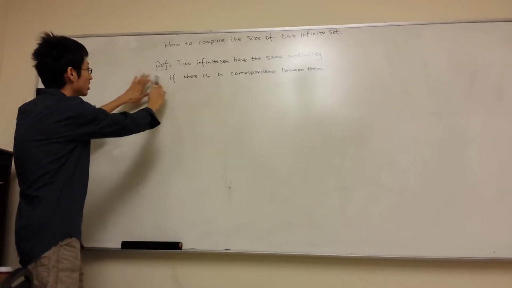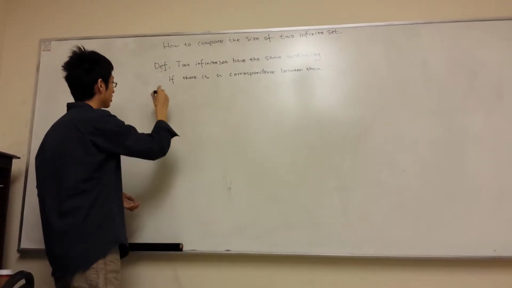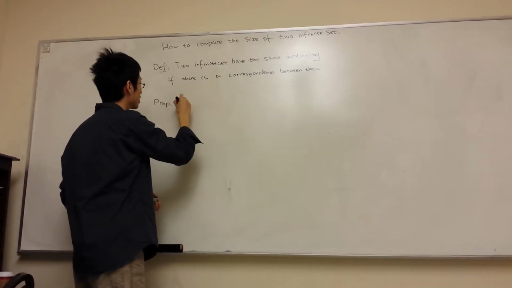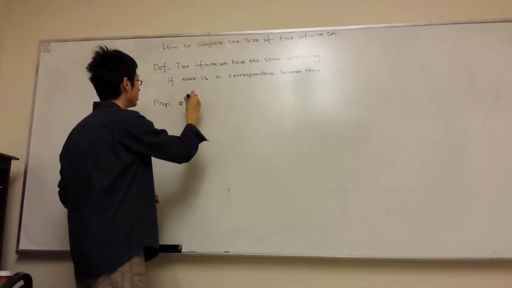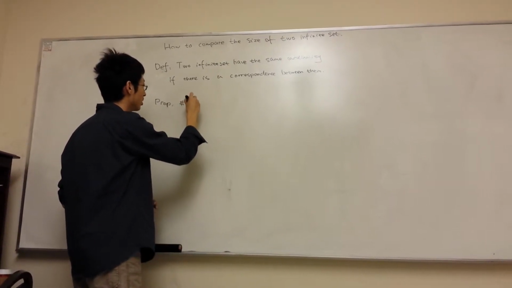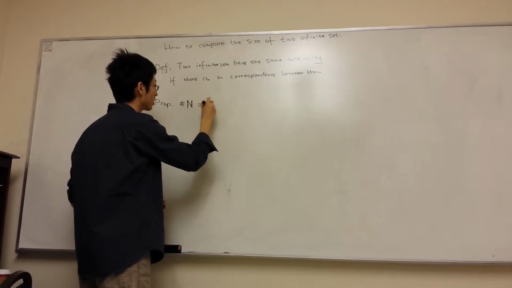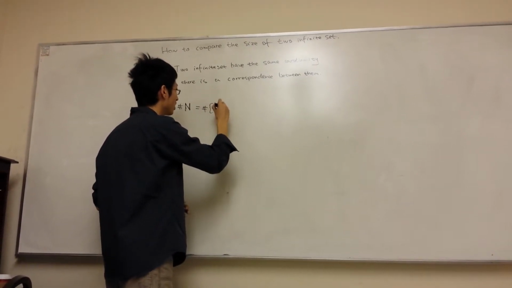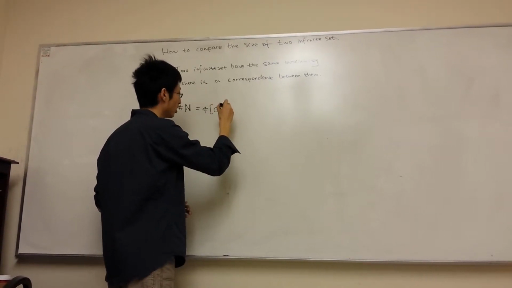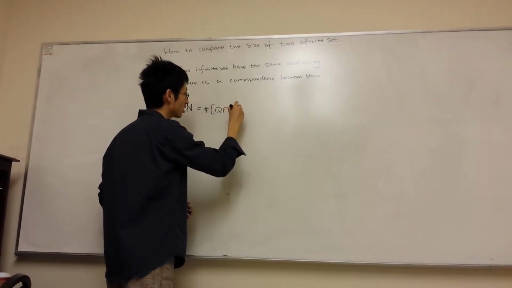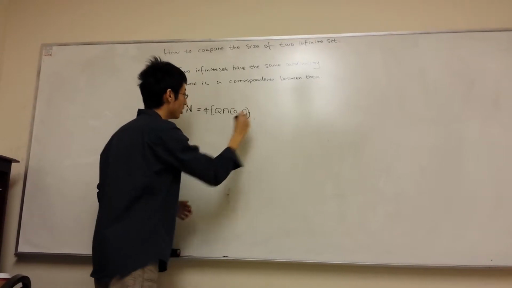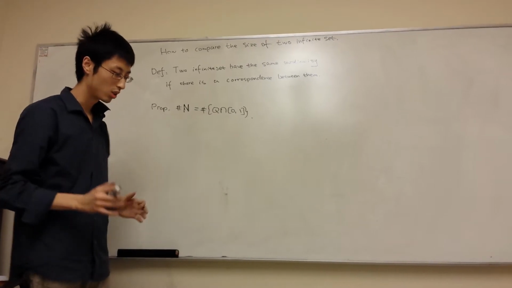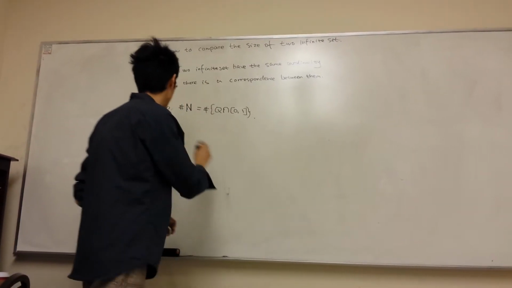After this definition, we get the first proposition: the cardinality of the natural numbers is equal to the cardinality of the rational numbers in [0, 1]. So how can we show that? We just need to find a one-to-one correspondence.